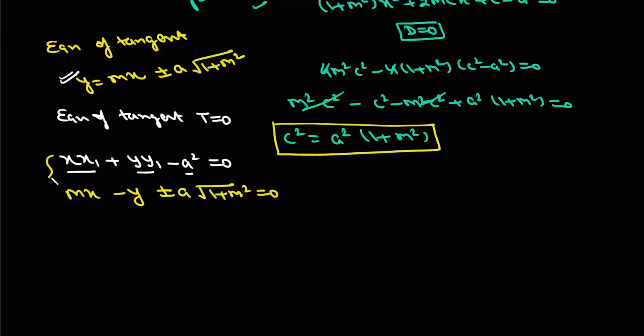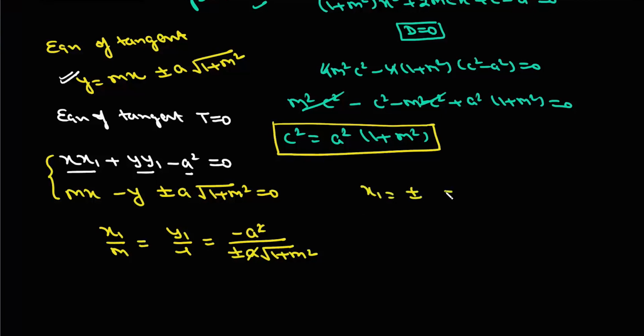Now these two equations represent the same tangent. So basically these two lines are coincident. That means a1 upon a2 must be equal to b1 upon b2, which must be equal to c1 upon c2. So from here we can write x1 upon m will be equal to y1 upon minus 1, and will be equal to minus a square upon plus minus a under root 1 plus m square. Now here we'll cancel this a with a.